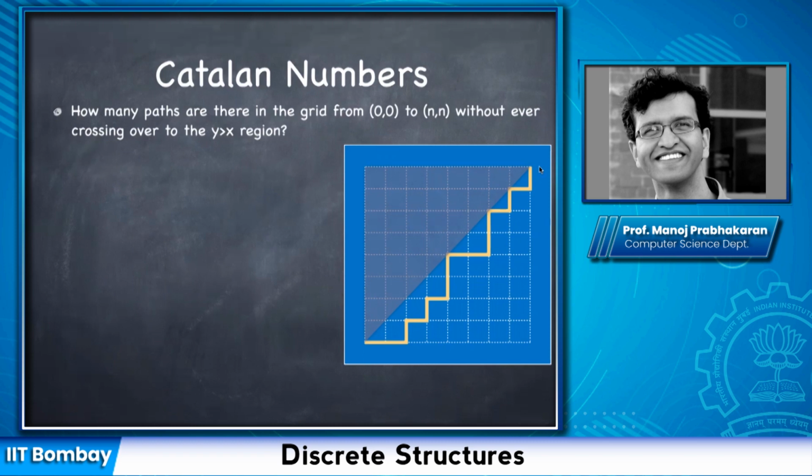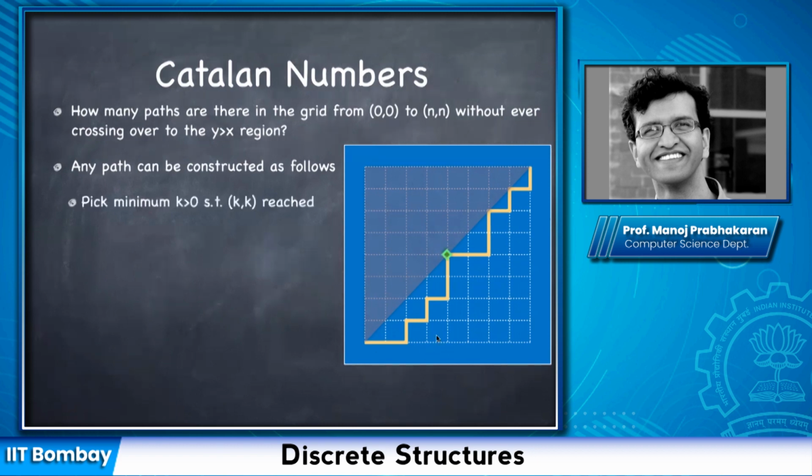A path in the sense of these kinds of trails. So how do you count this? Let's associate with each path a way to construct that path. Any path could be thought of as constructed as follows. First you decide where in this diagonal the path should hit the diagonal for the first time: the smallest k such that you reach k,k.